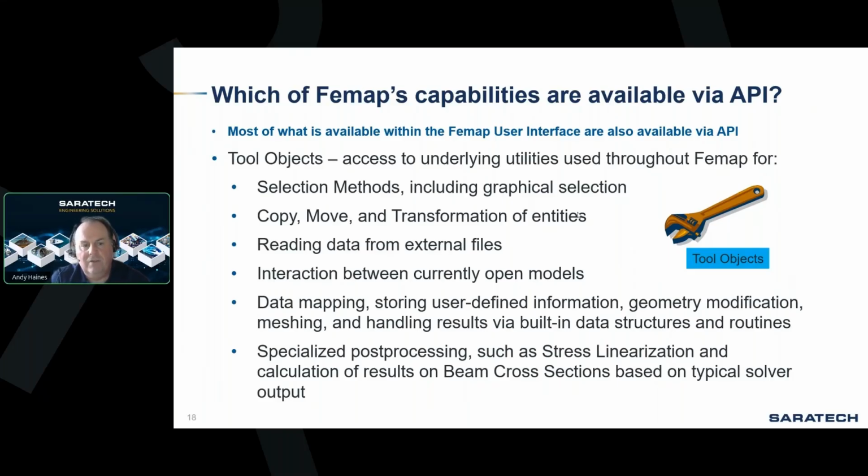The other thing you can do is things like data mapping, storing user-defined information, geometry modification, meshing, and handling of results. And what you're doing is you're actually able to lean on Femap's built-in data structures and routines in order to improve performance when you're doing those types of operations. And then we also give you access to some specialized post-processing, such as stress linearization and the calculation of beam cross sections based on some more typical solver output.